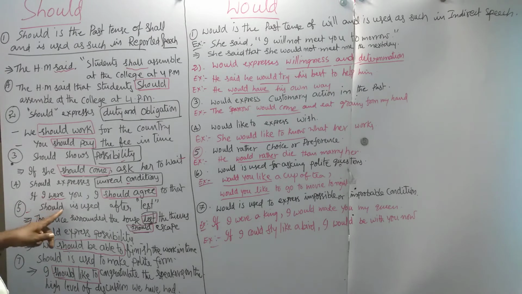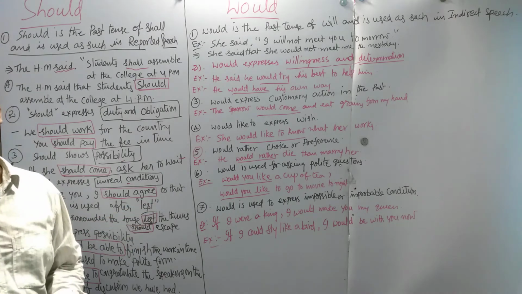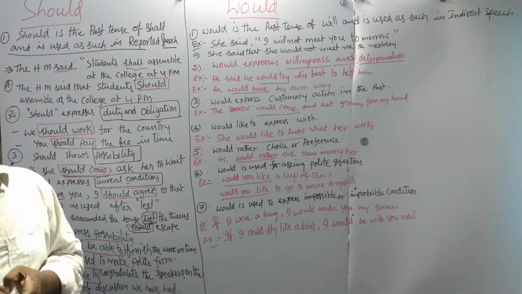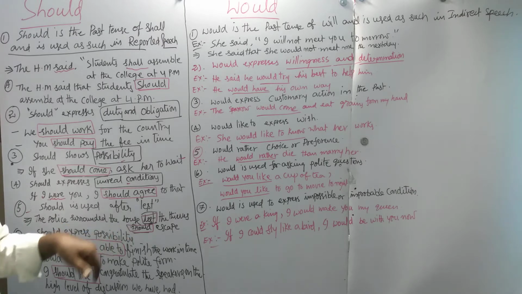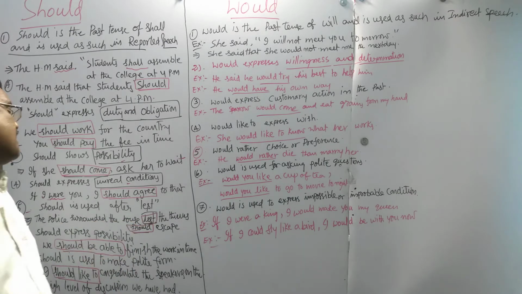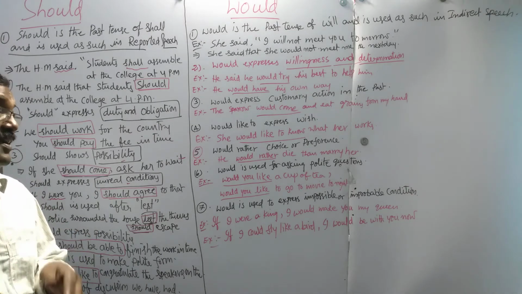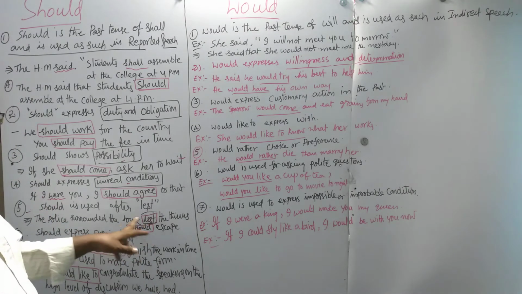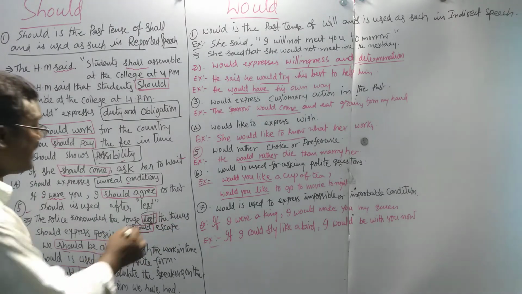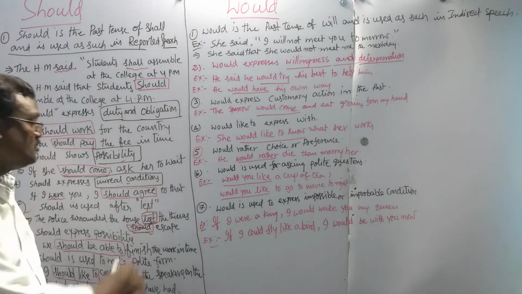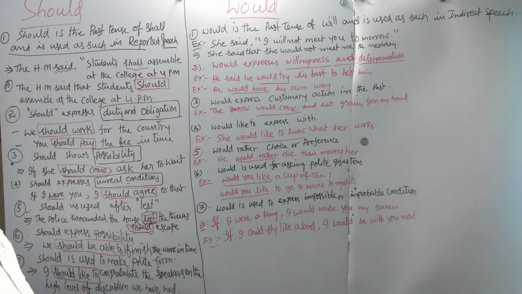Now, fifth one. Should is used after lest. Lest means it expresses fear, in order that not. It means the condition is not fulfilled. That is the meaning. The police surrounded the house lest the thieves should escape, means otherwise, if they did not surround the house, the thieves might escape. After lest, we have to use should in the other clause.